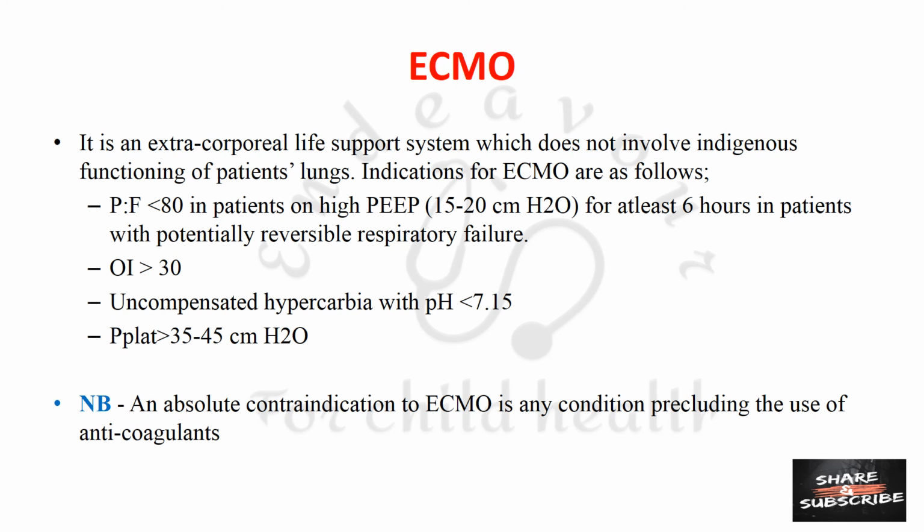ECMO is an extracorporeal life support system which does not involve endogenous functioning of the patient's lungs. Indications are a PF ratio, that is PaO2 upon FiO2 ratio, less than 80 in patients on high PEEP, that is up to 15 to 20 centimeters of water, for at least 6 hours in patients with potentially reversible respiratory failure. Remember, only those patients are put on ECMO who have a potentially reversible cause of respiratory failure. Other indications are oxygenation index more than 30, uncompensated hypercarbia with pH less than 7.15, and plateau pressure more than 35 to 45 centimeters of water. But remember, an absolute contraindication to ECMO is any condition precluding the use of anticoagulants.